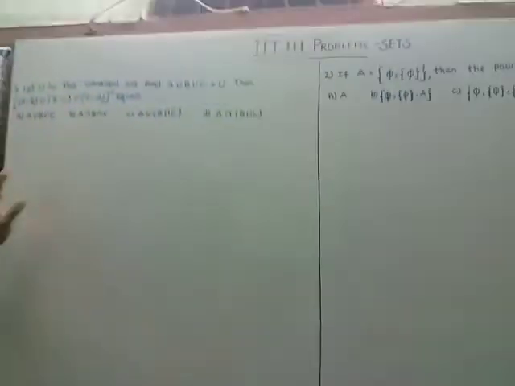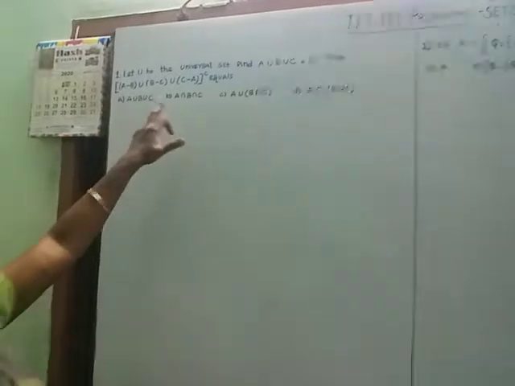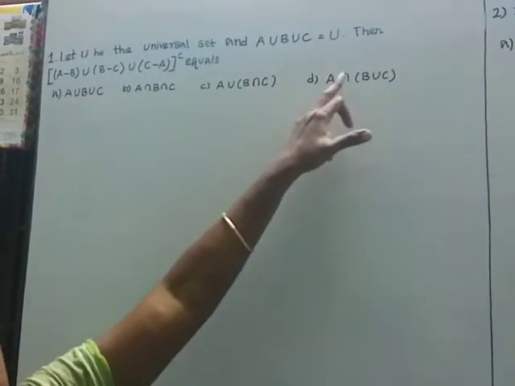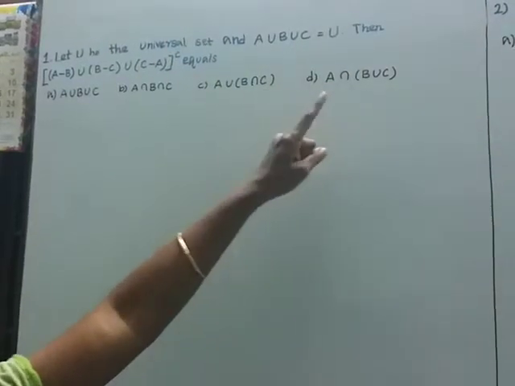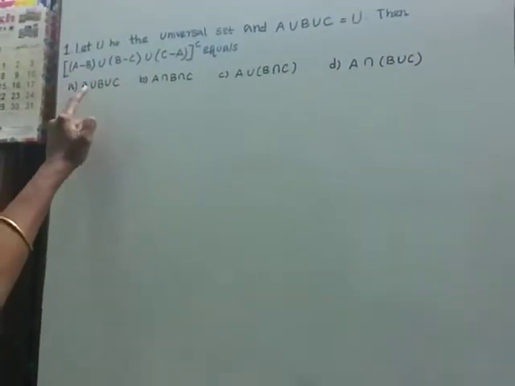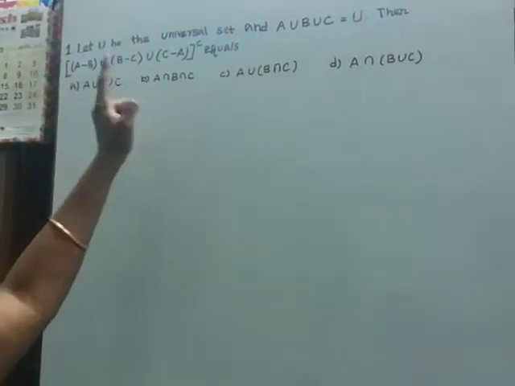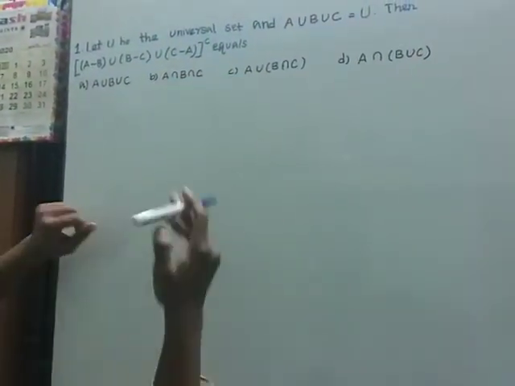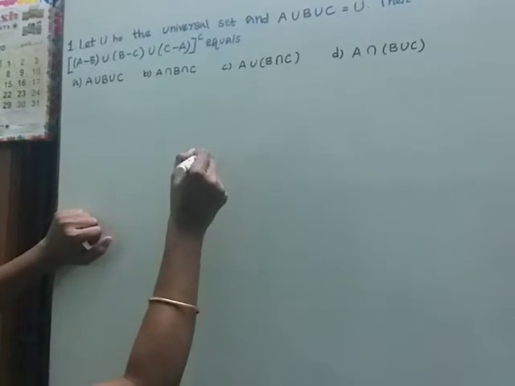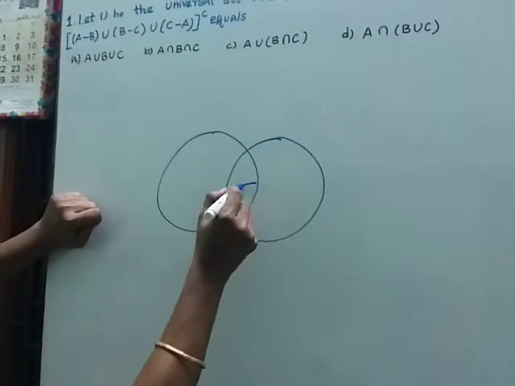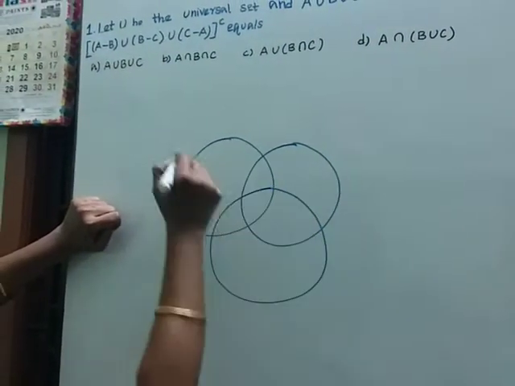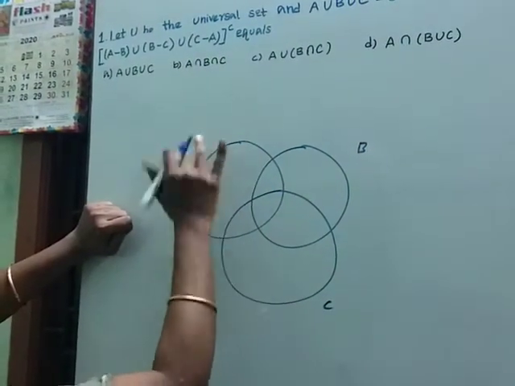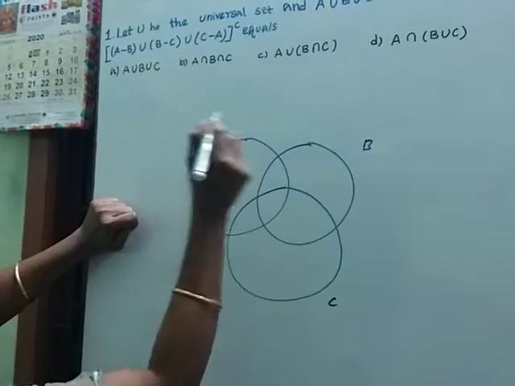So here the first problem: let U be the universal set and A union B union C is equal to the whole set U. Then the complement of (A minus B) union (B minus C) union (C minus A). For that you need the Venn diagram. So here I am going to draw the Venn diagram of A, B, C. Here they are asking first you have to shade A minus B.